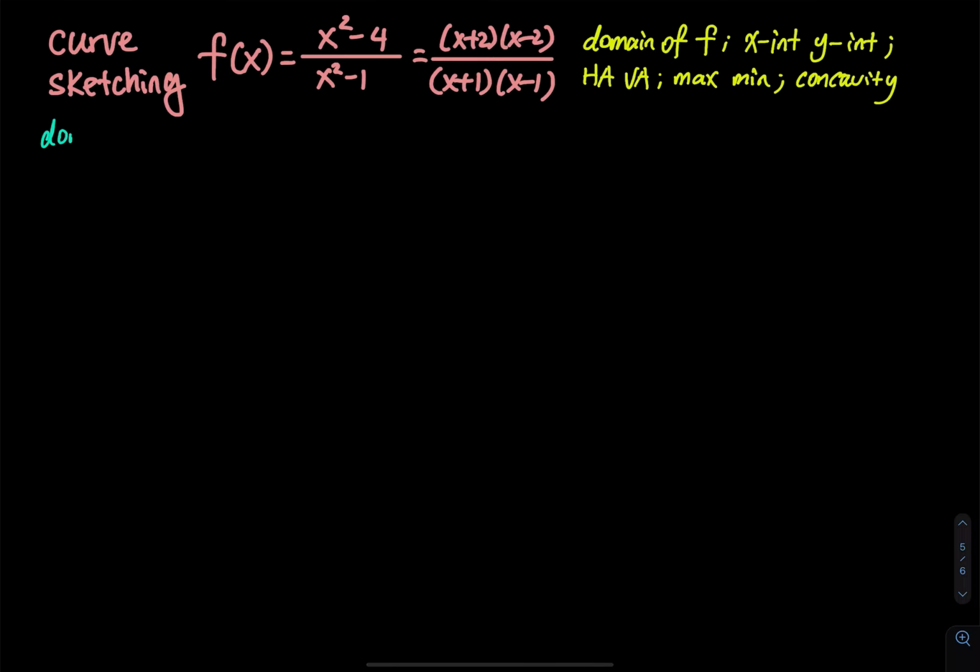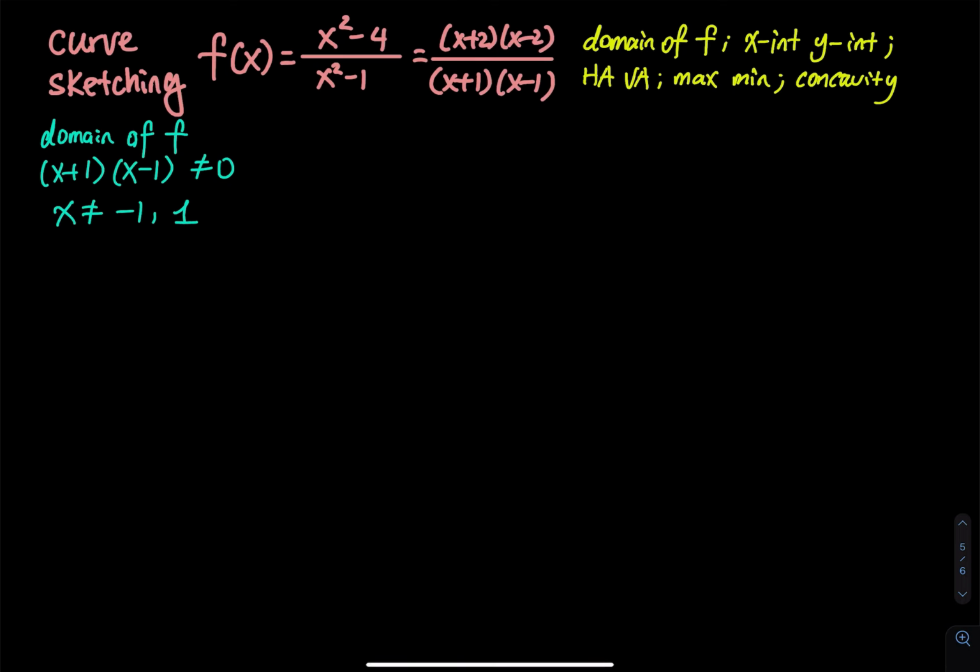So we are finding the domain of f. So what do we have to look at? We have to look at the denominator, right? So the denominator, we have x plus 1 and x minus 1. Since this is a rational function, the denominator cannot be equal to 0, then x plus 1 times x minus 1 cannot be equal to 0. Therefore, x cannot be equal to -1 and x cannot be equal to 1.